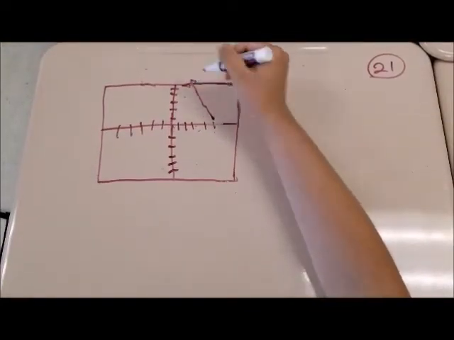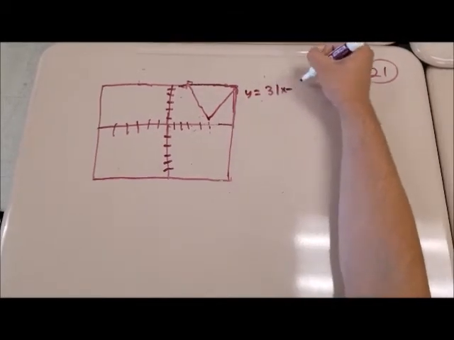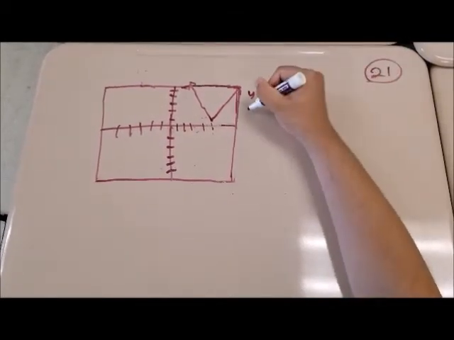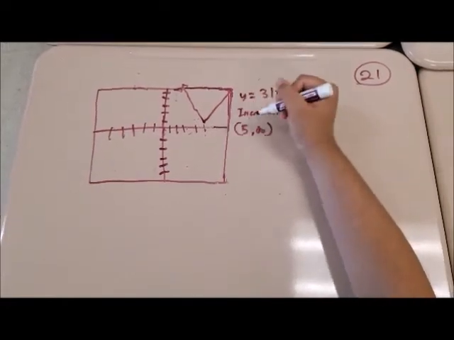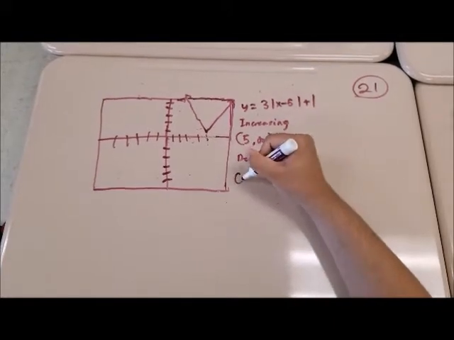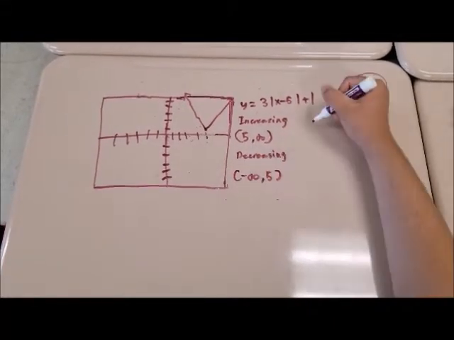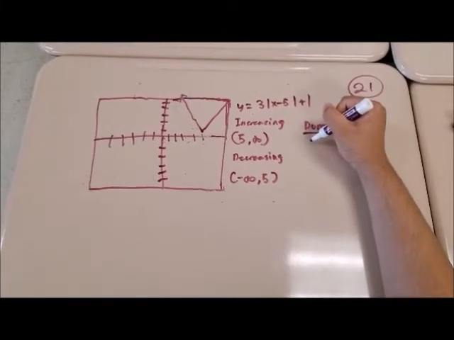In this example, we will be graphing 3 absolute value of x minus 5, plus 1. The increasing would be 5 to infinity, and the decreasing would be negative infinity to 5. The domain would be negative infinity to infinity because the graph is seen all across horizontally, and the range would be 1 to infinity as the graph starts at 1 and goes to infinity.